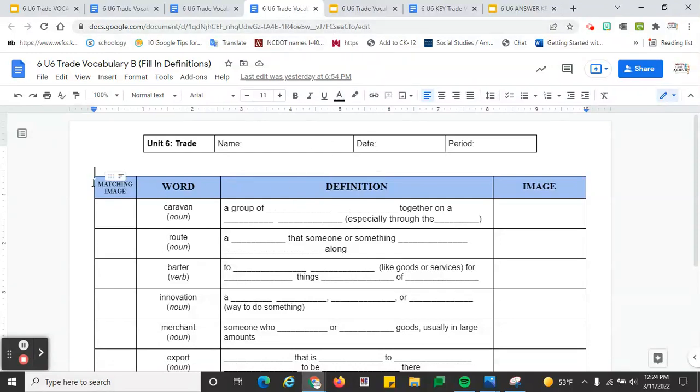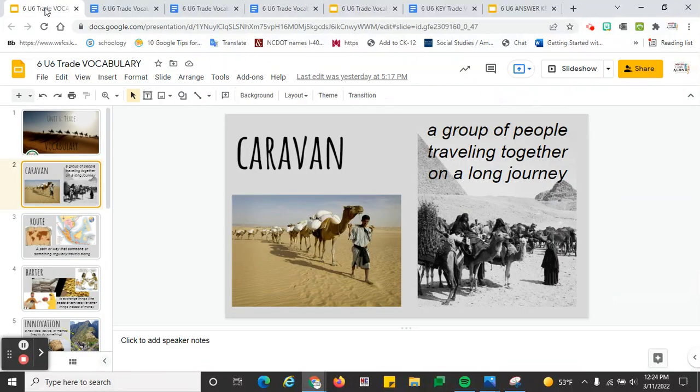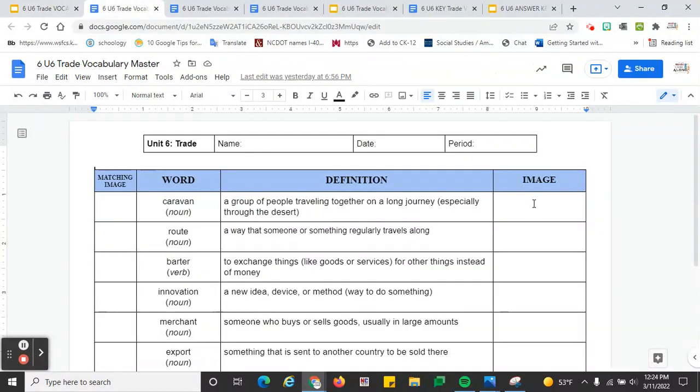And then the other thing that you see on these is the image and the matching image. For the image, as you're going over the words in class using the slideshow, you have students draw their own image here for caravan, for route, for barter. If they do it digitally, of course, you can have them get an image to put in here, and it's going to make it multiple pages longer because it's going to get larger. But you can just have them sketch an image here if you want, when you're going over the words in class.